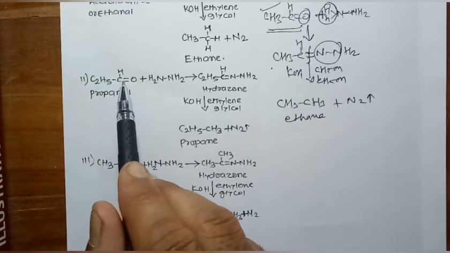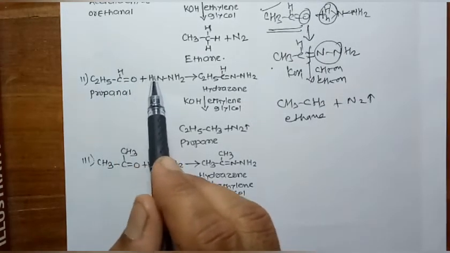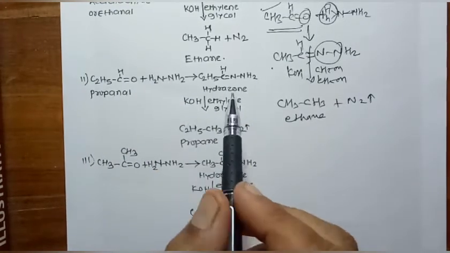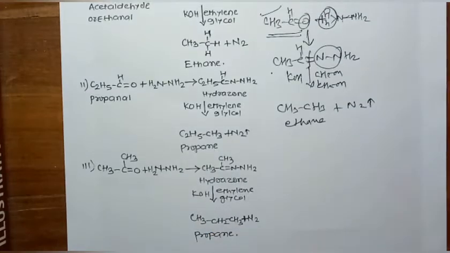Propanal is taken here, C2H5CH double bond O. Oxygen combines with these two hydrogen atoms and it gives hydrazone. That on treatment with KOH and ethylene glycol gives propane.